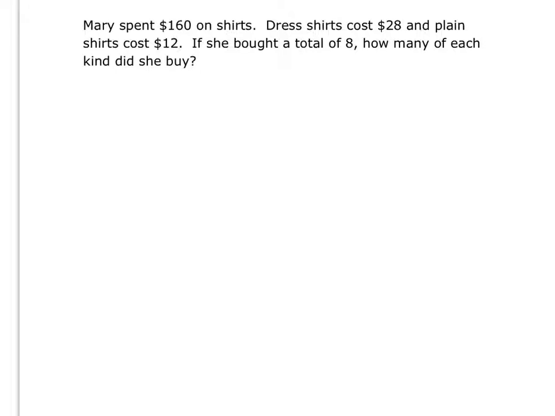The first thing we want to do is assign variables. We know we have dress shirts and plain shirts. So let's label D for dress shirts and P for plain shirts. Now we need to write our system of equations.